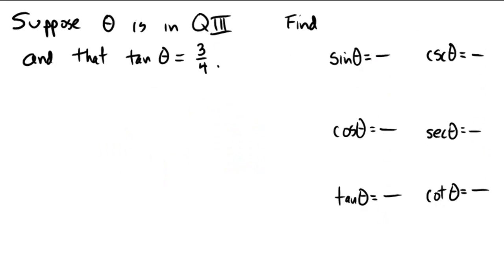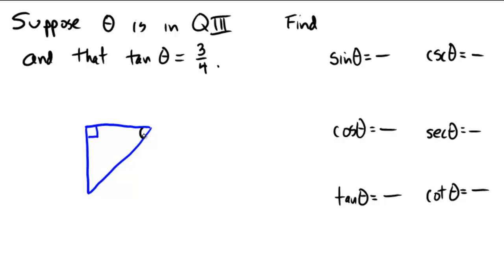that's very similar. Suppose that theta is in quadrant 3 and that the tangent is 3/4. See if you can find all 6 trig values for that theta. So assuming you paused it and gave it a shot here, we are in quadrant 3, which means that we need to go left and down. We have to go left and down, so our angle looks like that.